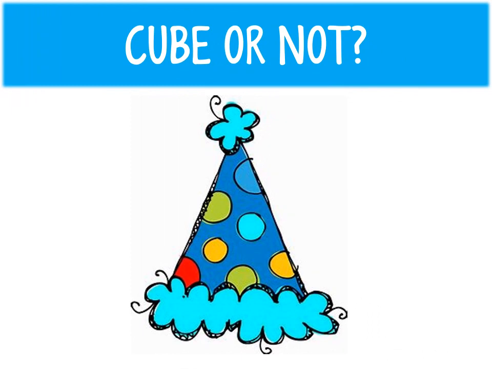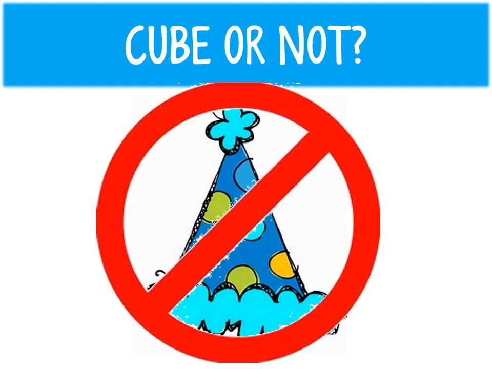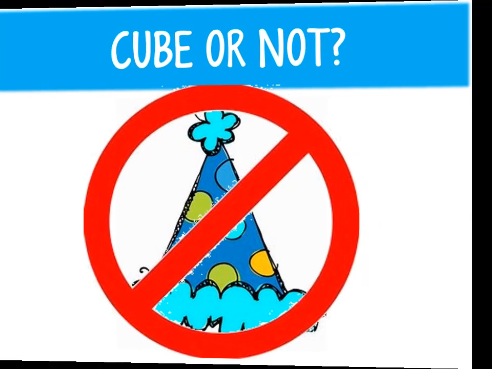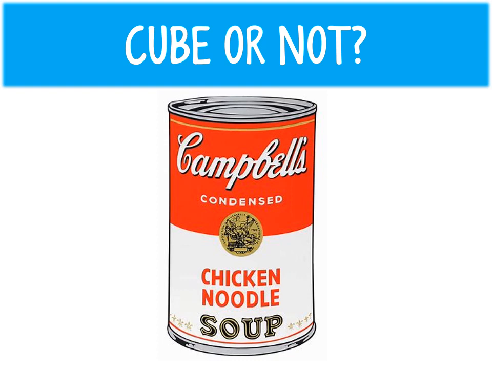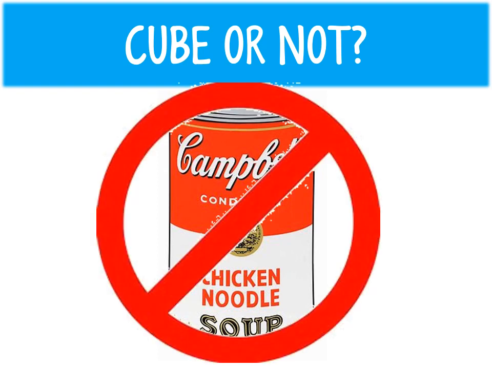How about this party hat? Is this party hat a cube? No, this party hat doesn't have any squares, so it's not a cube. How about this soup can? Is the soup can a cube? Nope, the soup can is actually a cylinder, which you'll learn about later. It is not a cube because it doesn't have any square faces. It has two faces and they're both round.